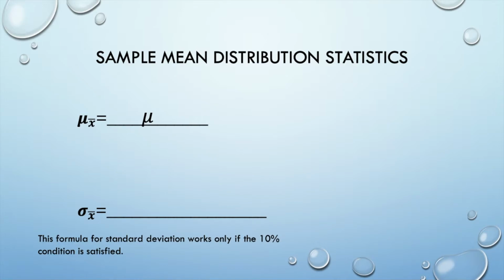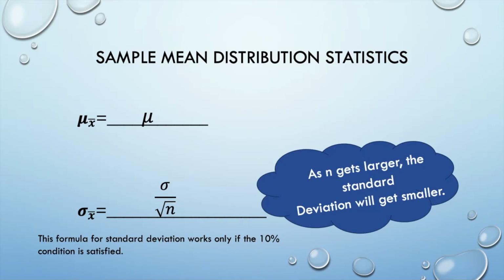So the formula for the standard deviation of sample means, if I took many samples and averaged them, ends up being the population standard deviation divided by the square root of n. That's the formula that can be derived. And what we see from that is as n gets larger, so as my sample size gets larger, the standard deviation will get smaller, because as I divide by a larger number, the entire fraction gets smaller, so the entire standard deviation gets smaller.